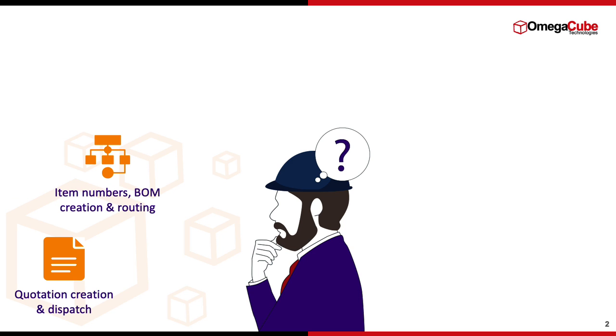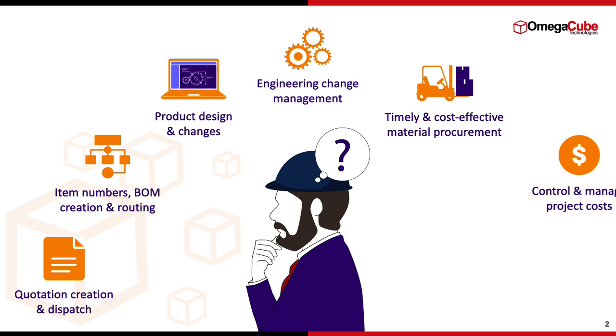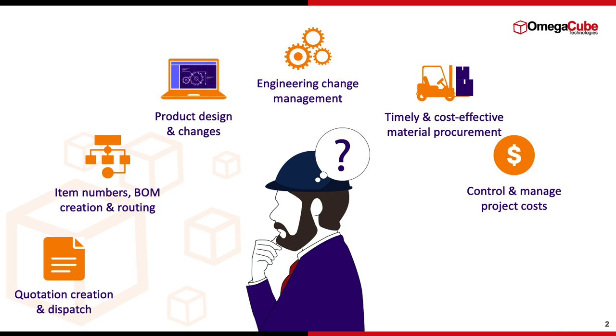As an ETO manufacturer, you strive to swiftly create and push quotations to your customers. Easily build unique sets of BOMs, routings, and item numbers. Create designs as per customer needs, and incorporate changes at each project phase without losing time and money. Track and control constant engineering changes. Procure high-quality materials at less cost, and ensure on-time delivery. Track and keep project costs in check. Ensure the best after-sales service for optimum customer satisfaction.